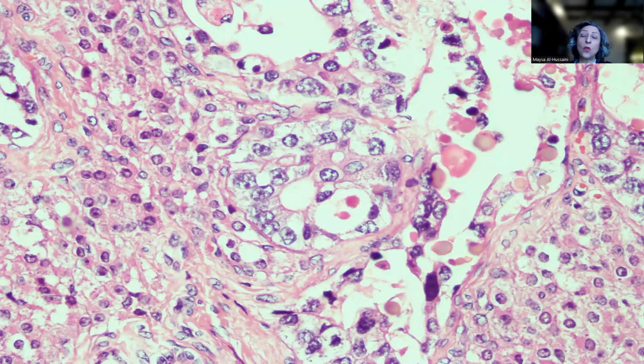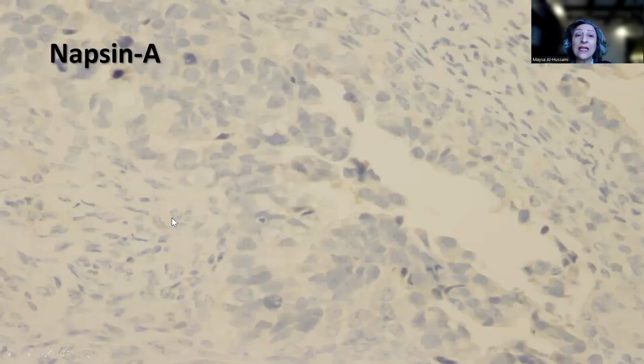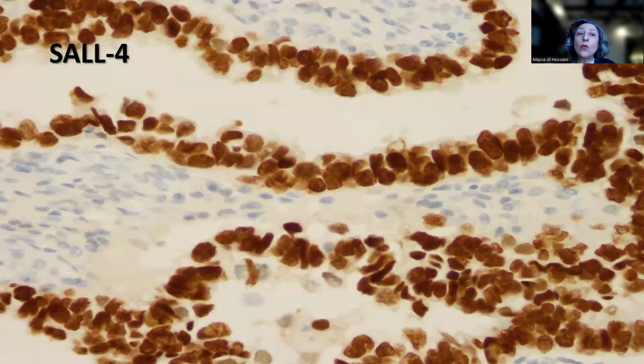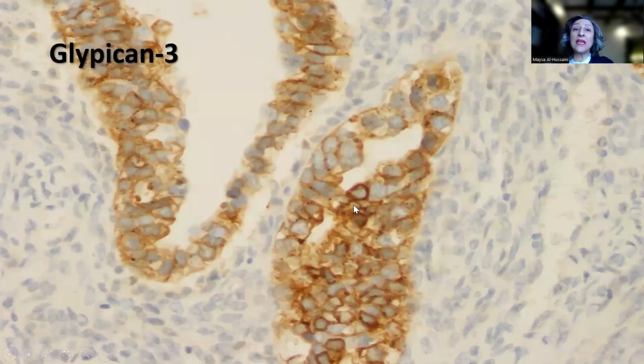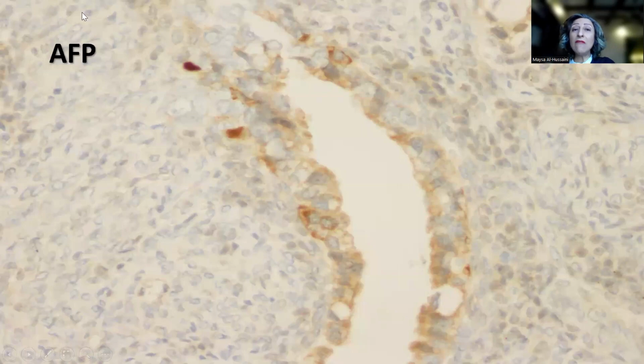Now, the first thing that would come to mind, given the age of the patient, is a clear cell carcinoma. Napsin A was completely negative, zero percent. What was really beautifully positive was SALL4, diffuse strong positivity in each and every nucleus, as you can see here in the glands, regardless of the size of the gland, as was glypican-3, which showed cytoplasmic granular positivity beautifully in the gland. Now, alpha-fetoprotein was only focally positive.